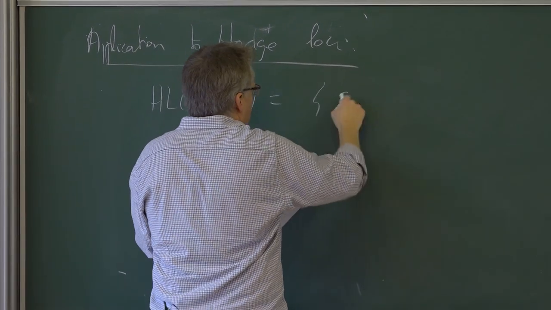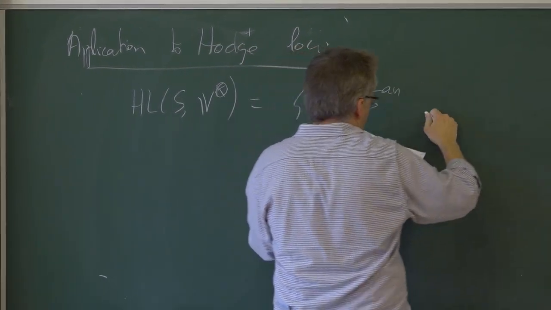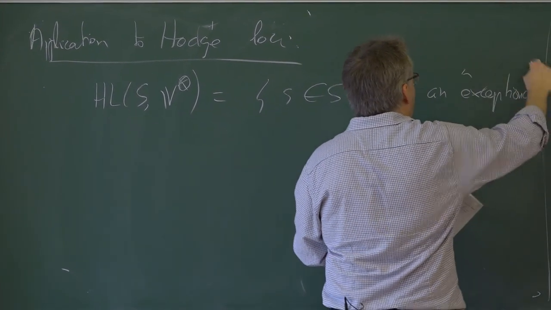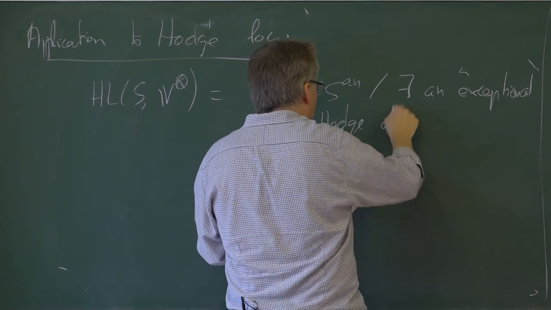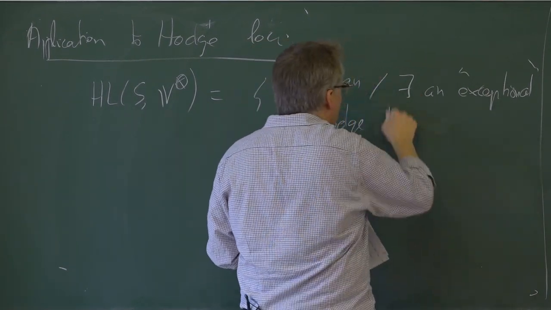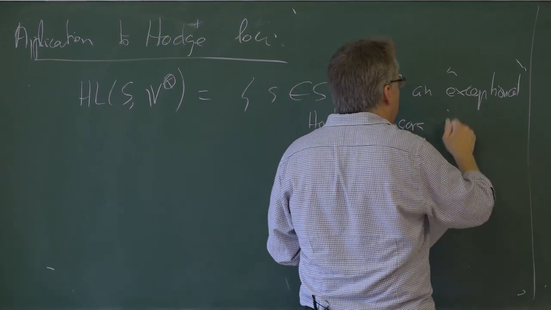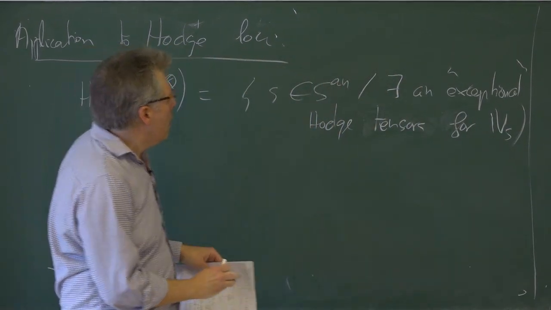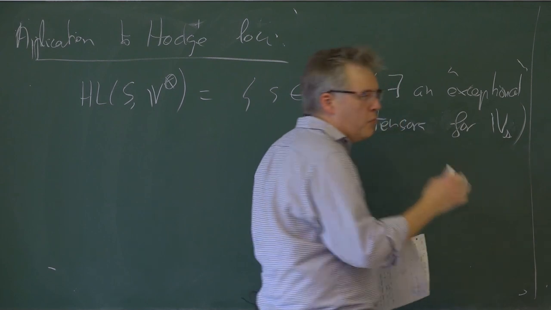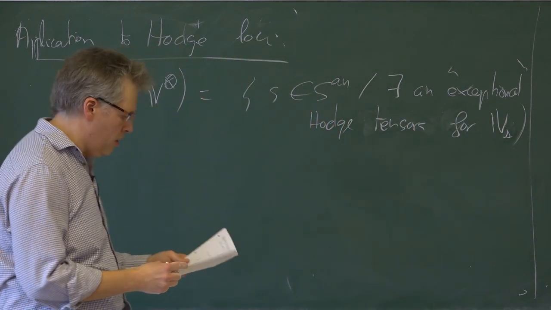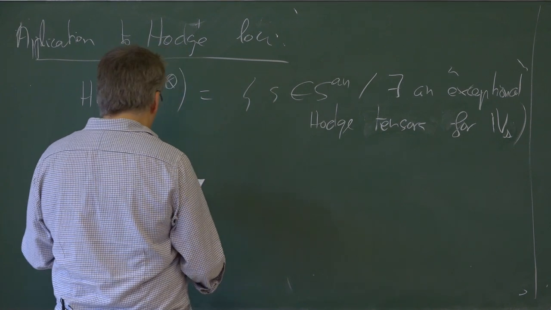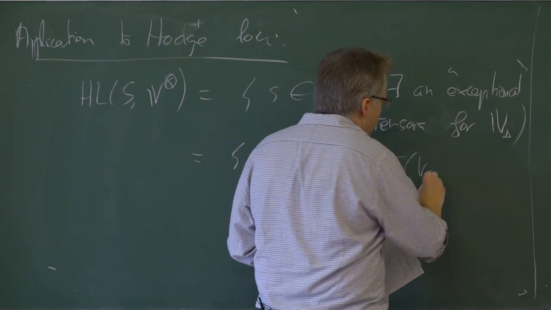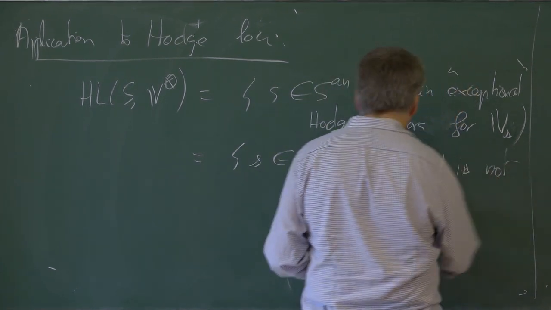So let's define this set of closed points such that there exists an exceptional Hodge class, Hodge tensors, in V_s. So in some tensor power of the fiber at s, there is some exceptional Hodge class that appears in that fiber, which does not exist on the nearby fibers. Then you can also say that this is the set of points such that the Mumford-Tate group of V_s is not of maximal dimension.